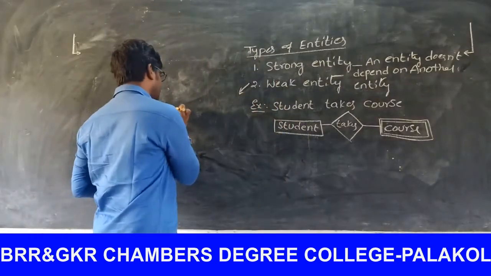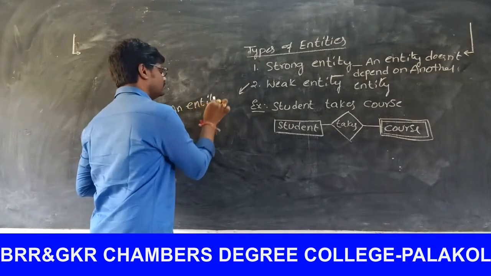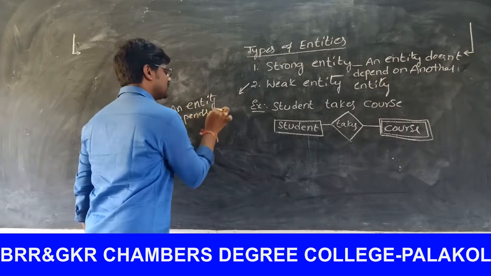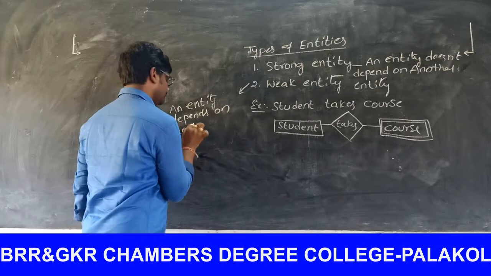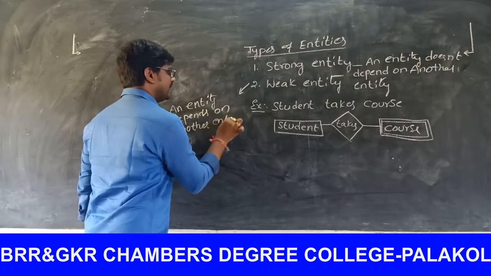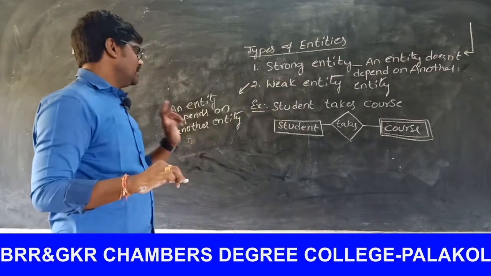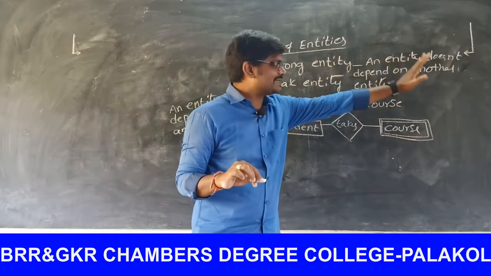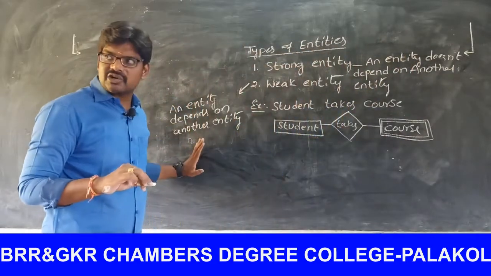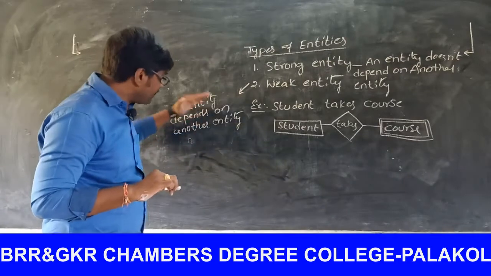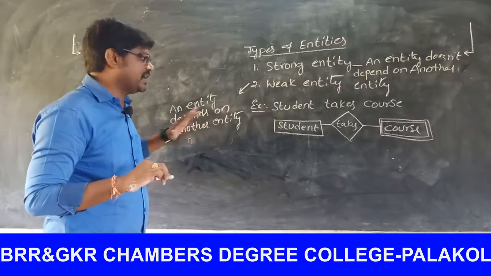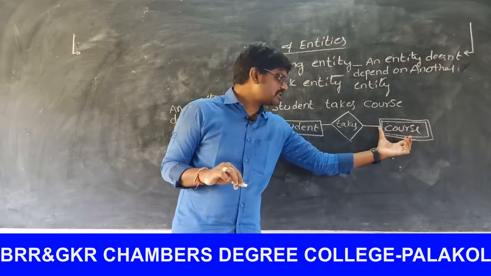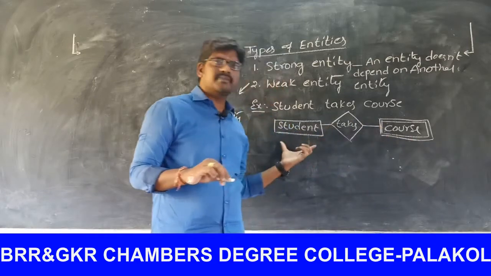An entity depends on another entity, we call it as weak entity. Strong entity means that it does not depend on another entity. A weak entity depends on another entity. So already we took weak entity course here. Course completely depends on the student.